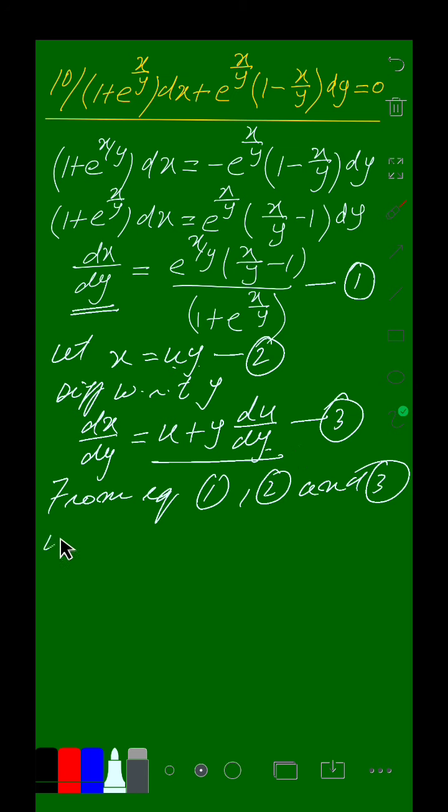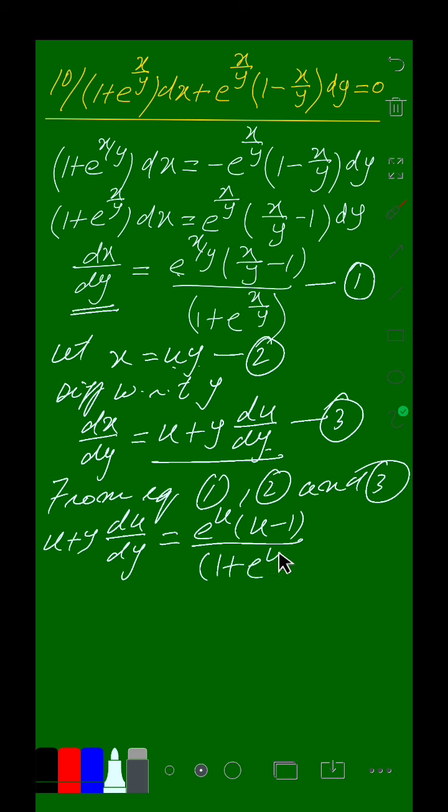So we have u plus y du upon dy, and on the right hand side e raised to the power u, because if x is equal to uy then u will be x upon y. So it becomes e raised to the power u minus 1 upon 1 plus e raised to the power u.